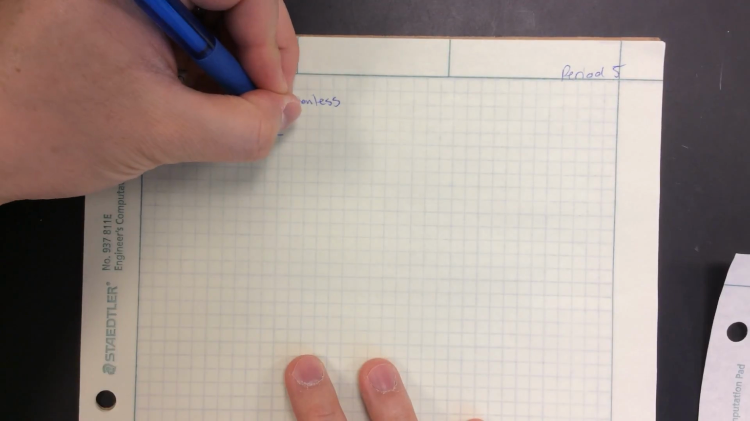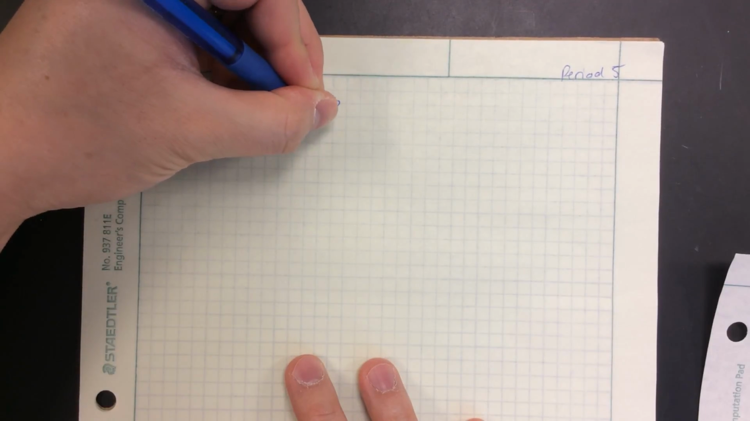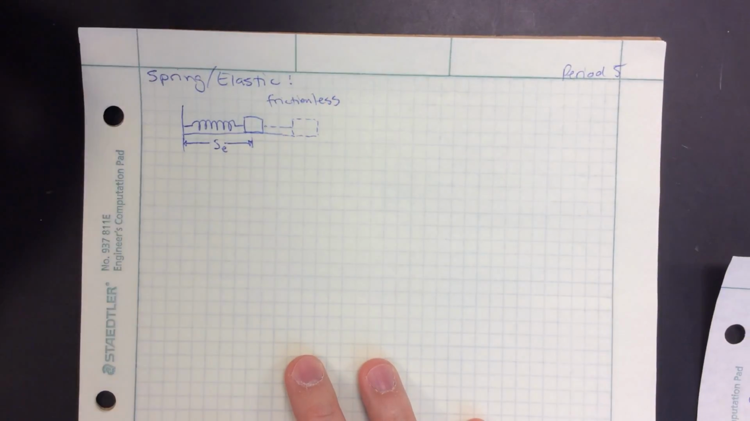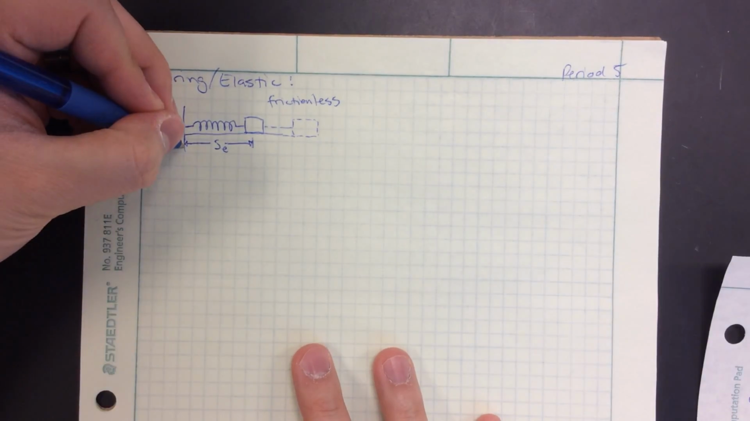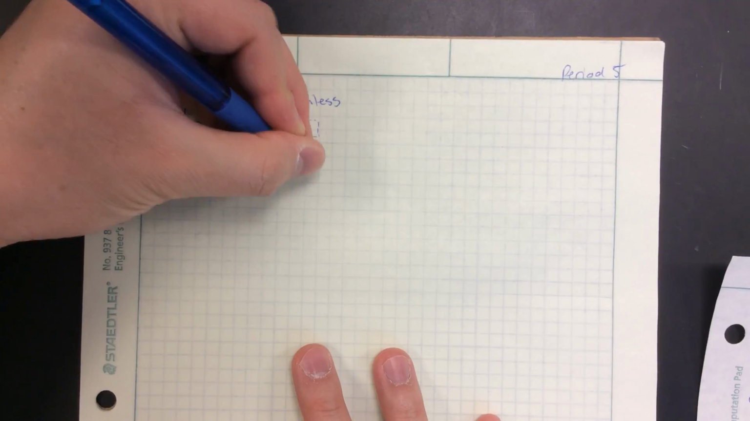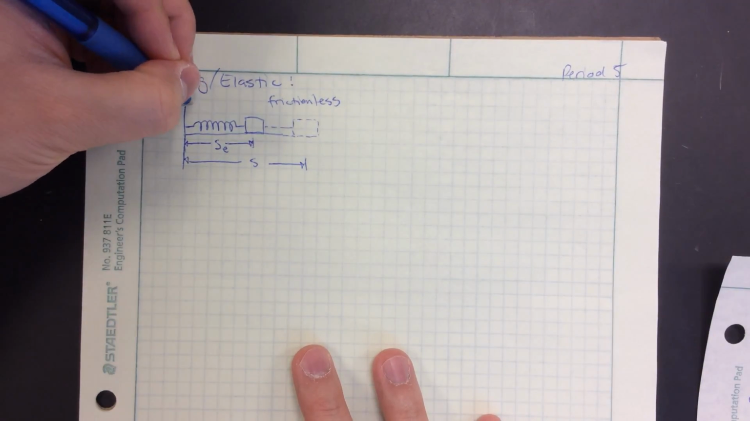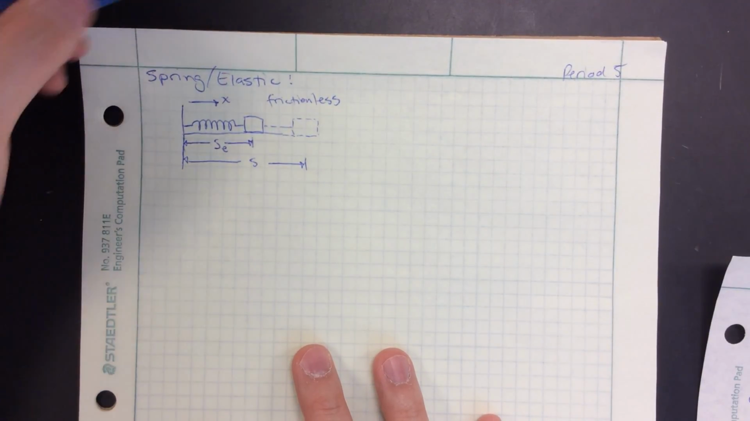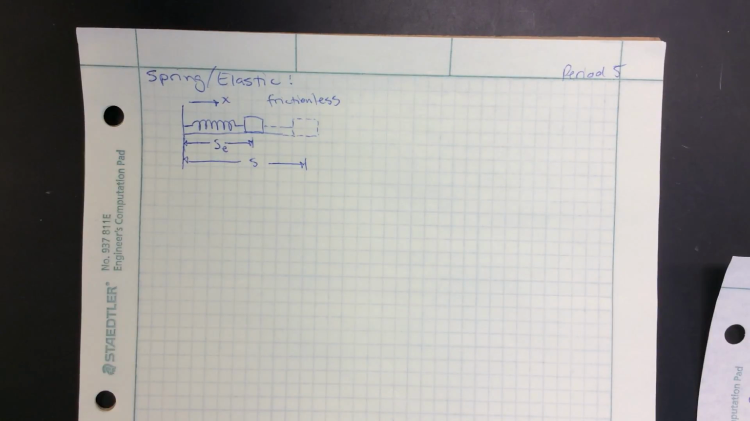From there, if I stretch it, I'll stretch it to some length s. And I'm going to say that the positive x direction is to the right. Okay.